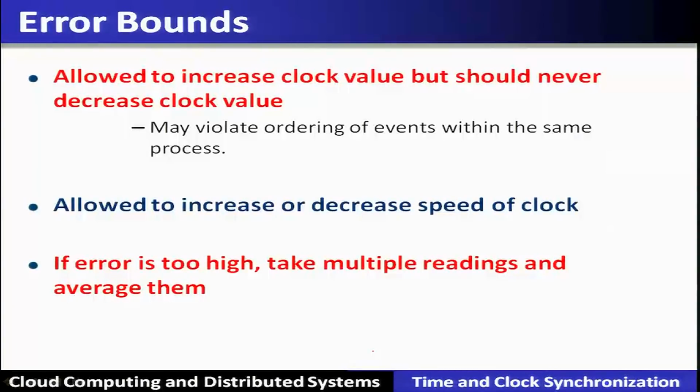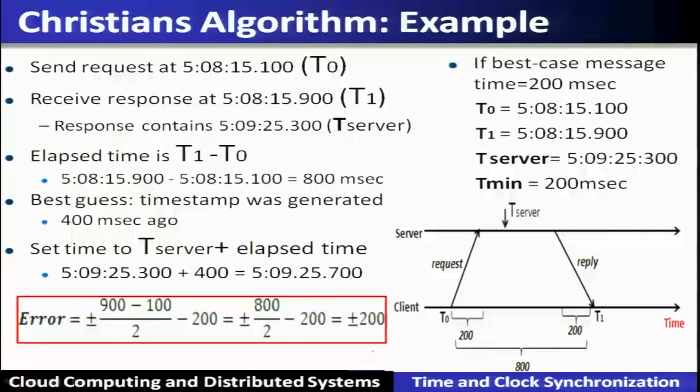Here, as far as error bounds are concerned, we know that in the synchronization of clocks, we always increase the clock value but never decrease it. So if you ever find a requirement to decrease the value, you don't do it, leave it as it is. It is allowed to increase or decrease the speed of the clock, though. If the error is too high, it will take multiple readings and average them.